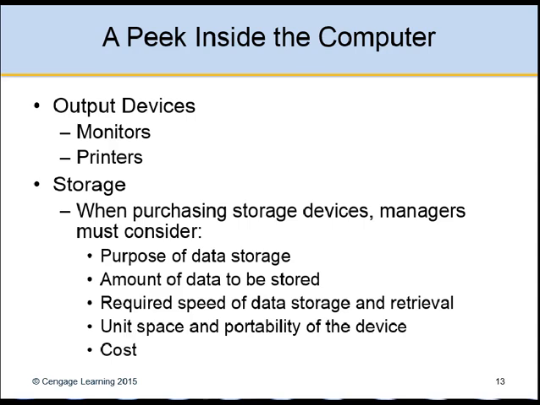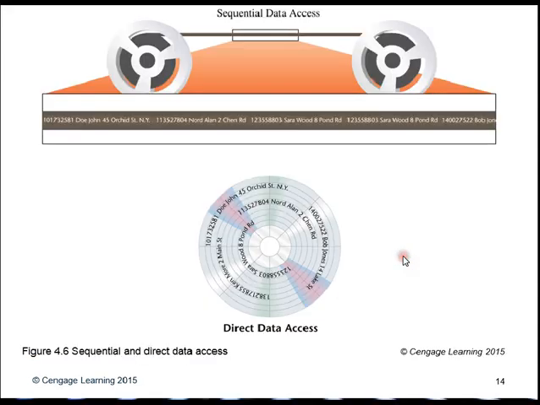A flash drive is a small storage device that connects via the USB, or Universal Serial Bus. And here we see the difference between sequential and direct access.